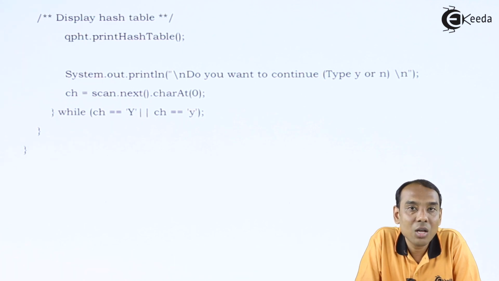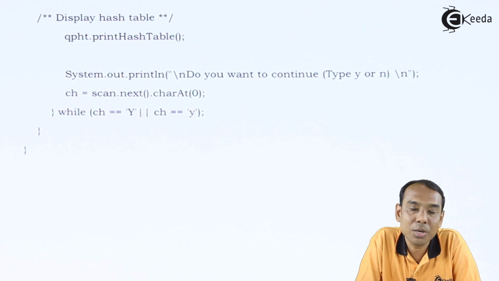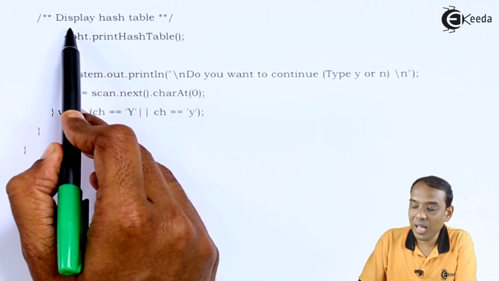Before going for this, also we need to define the values of the hash table. That is, we need to display the hash table. We have created the object of quadratic probing hash table class named as QPHT. We need to call this object, and based on this object we need to call the particular function in which we have written the logic to display the hash table. Let us look at the logic. We write down the logic for displaying the hash table.